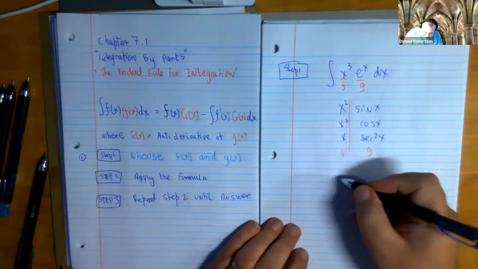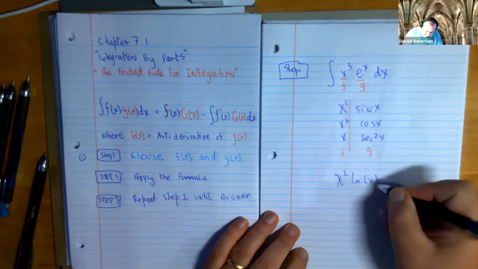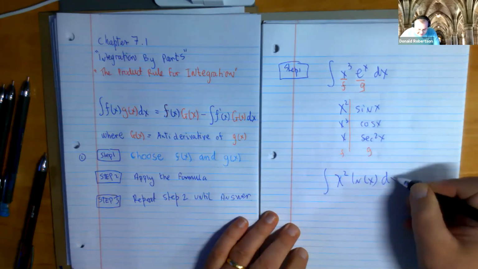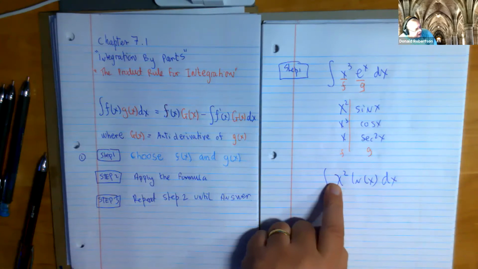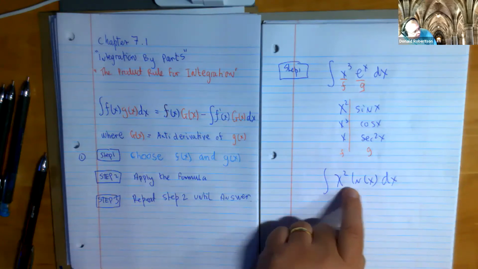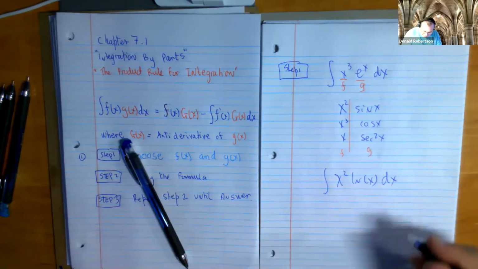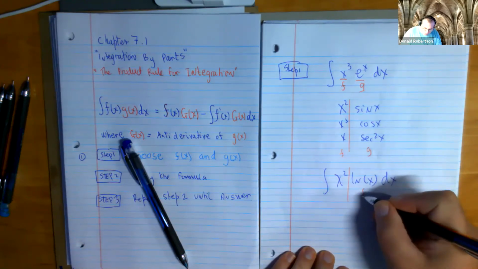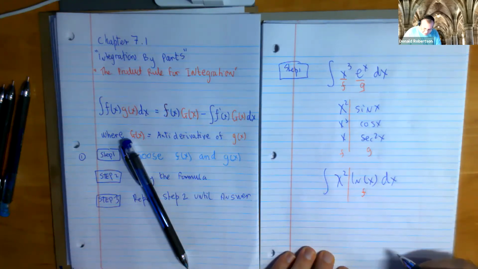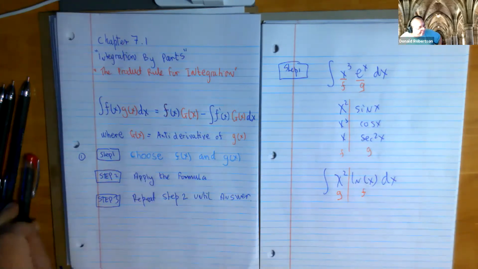But if it's an x squared log x, or any power of x and log x, and that includes square root of x and cube root of x, right? Any power at all of x with a log x, right? If you ever see that, the log is your f, and the x squared will be your g.